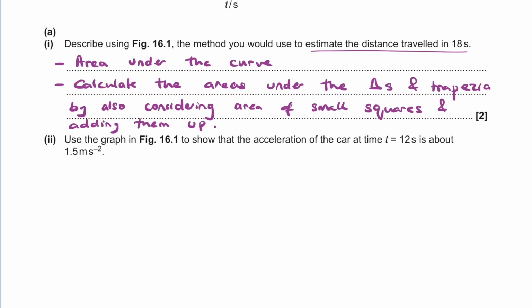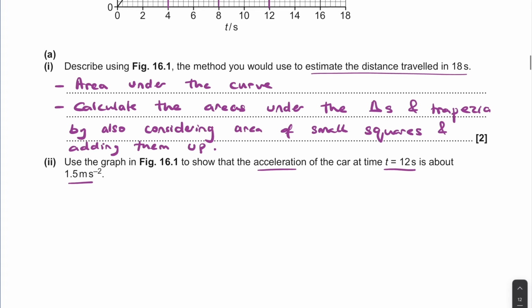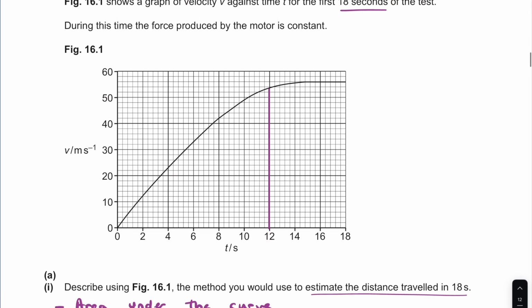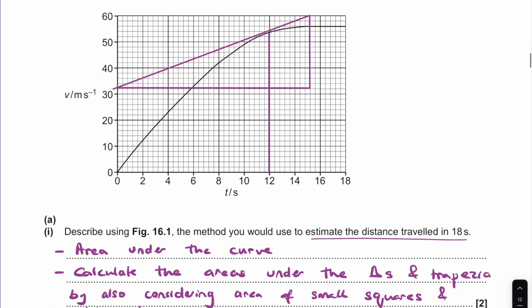Using the graph, we need to show that the acceleration of the car at 12 seconds is about 1.5 meters per second. We know acceleration is the gradient. I have drawn a line at 12 seconds, so I need to draw a tangent. The gradient of this tangent will be the acceleration at 12 seconds.